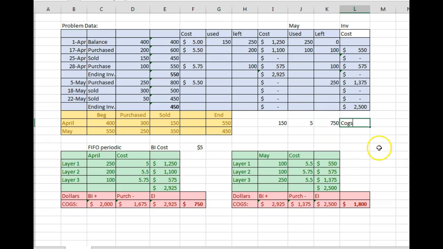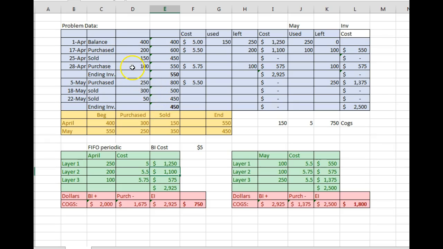But what they ask you is, what is the ending inventory? To find that, because I only have a quantity and I don't have a valuation, I have to figure out what's left. I've taken 150 out of that 400, so I have 250 in the first layer, and that first layer cost $5. The second layer I purchased, 200 of them, at $5.50, so that multiplies out to $1,100.